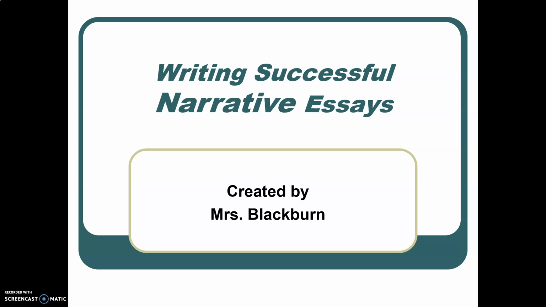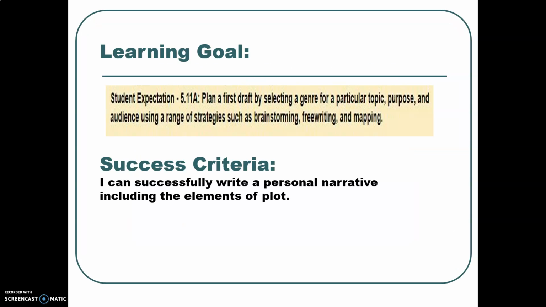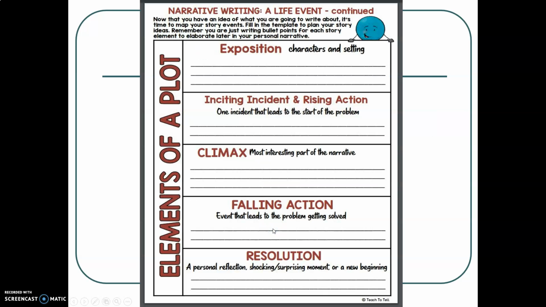We will be discussing writing successful narrative essays. Our learning goal, student expectation 5.11a: plan a first draft by selecting a genre for a particular topic, purpose, and audience using a range of strategies such as brainstorming, free writing, and mapping. Your success criteria today: I can successfully write a personal narrative including the elements of plot. So let's take a look at the elements of plot.